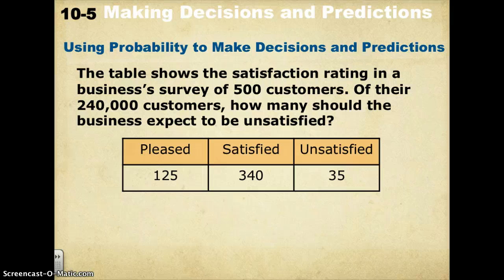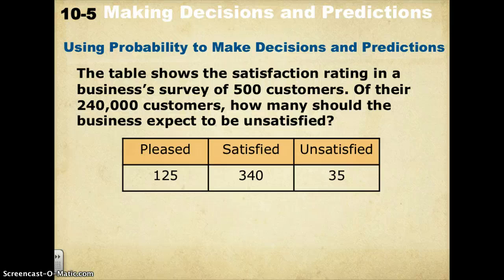The table shows the satisfaction rating in a business's survey of 500 customers. Of their 240,000 customers, how many should the business expect to be unsatisfied? First, let's talk about why this might be a reasonable situation. It would be difficult to survey 240,000 customers and get responses. So instead, the business surveys 500 and is going to expand upon that as the ratio.